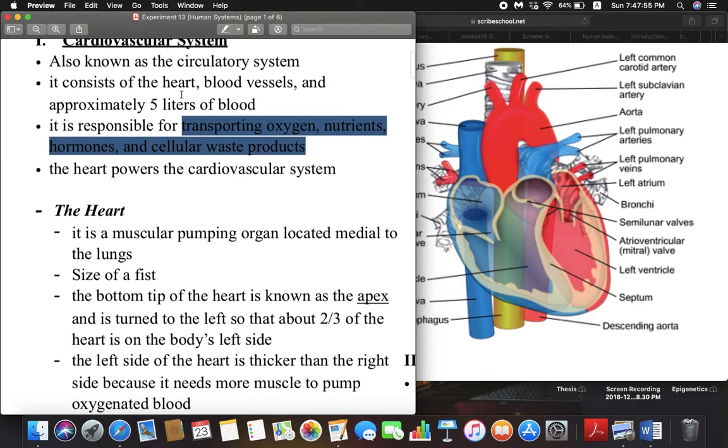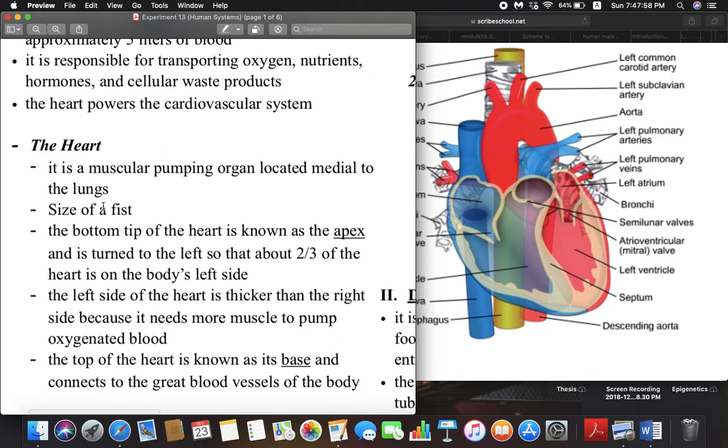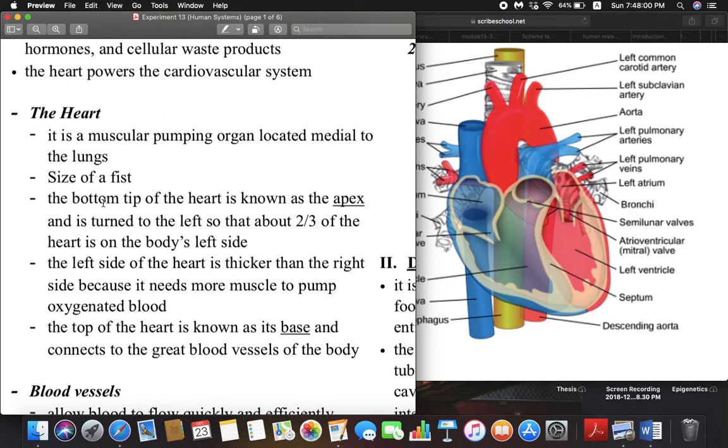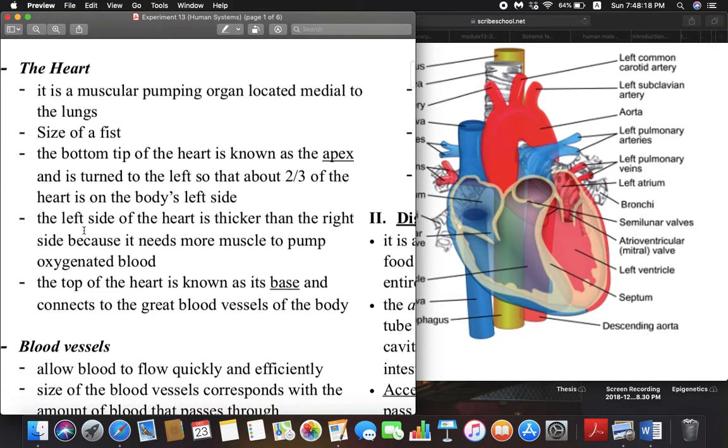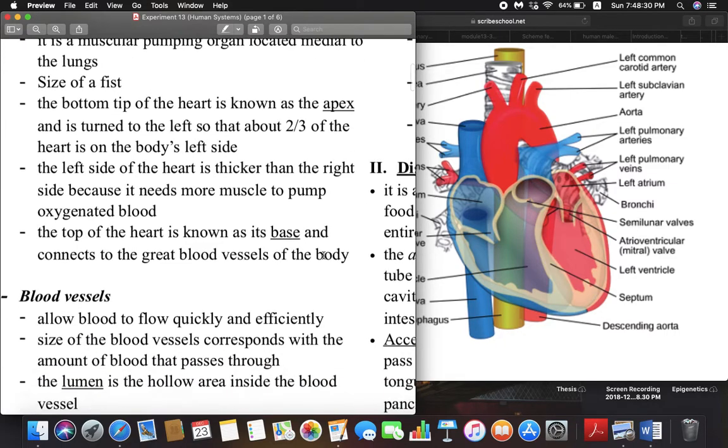So, first of all, we're going to discuss the first component of the cardiovascular system, which is the heart. It is a muscular pumping organ located medial to the lungs. It's about the size of a clenched fist, as we can see here. We need to know that the bottom tip of the heart is known as the apex, and this bottom tip is turned to the left so that about 2/3 of the heart is on the body's left side. And the reason for this is that the left side of the heart is thicker than the right side because it needs more muscle to pump oxygenated blood throughout the body and for the oxygenated blood to be able to reach the tissues and cells in an efficient manner.